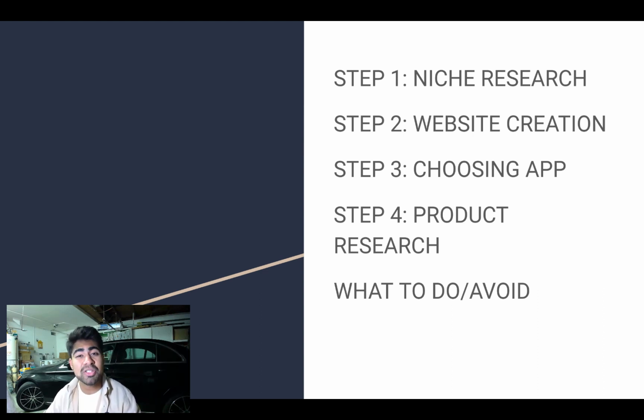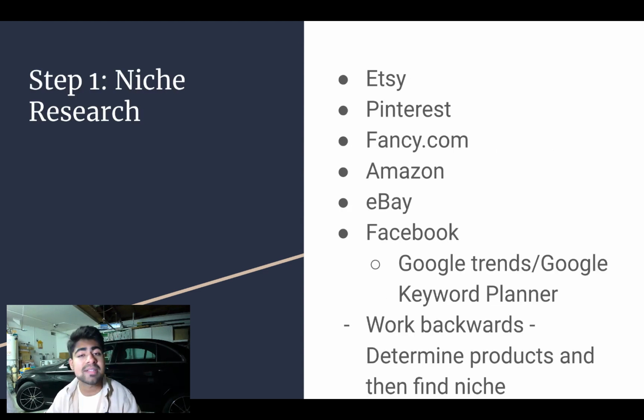But once you've chosen your app, step 4 is of course doing product research, trying to find those specific designs for whatever product you want to sell on your store, and make sure that those designs actually do follow certain criteria in order to think of them as winning designs and worthy designs of advertising. And we're going to end the video with exactly what you should do, what you should avoid, etc. But let's go on to step 1, and that is niche research.